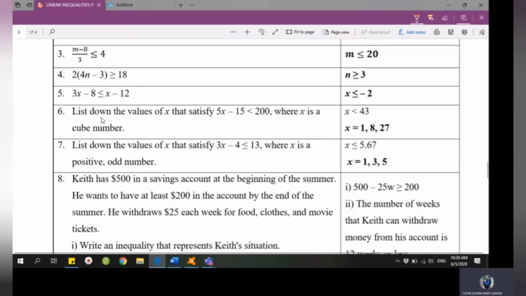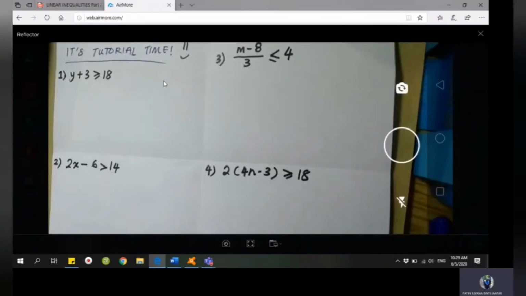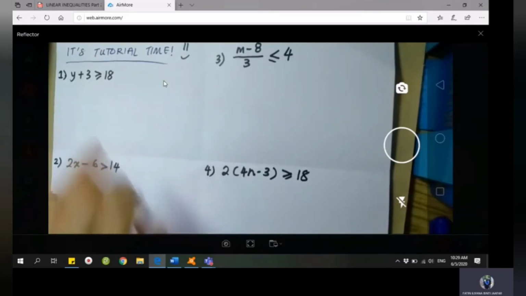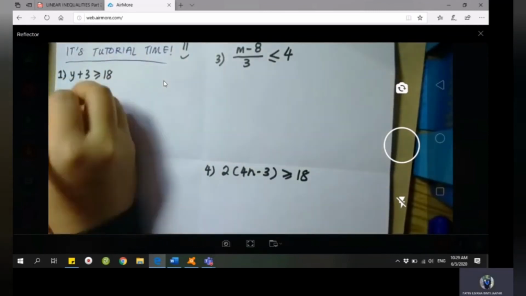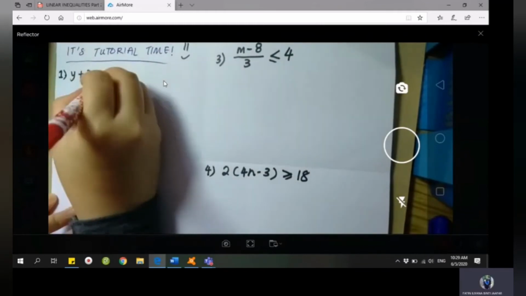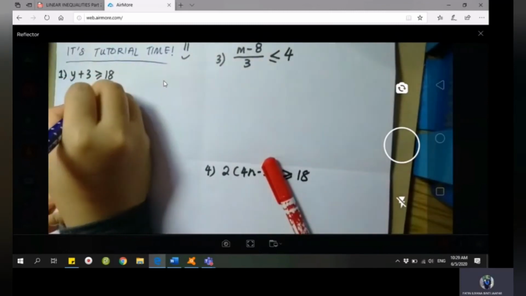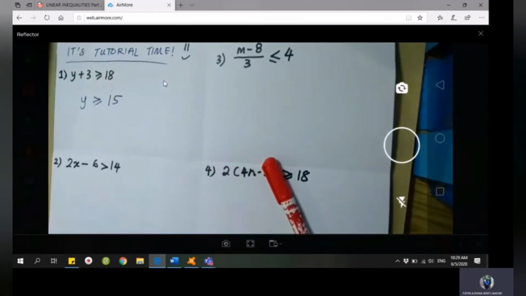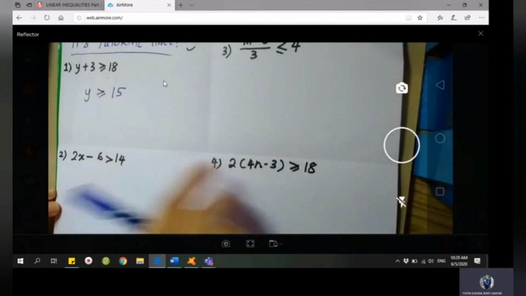Okay, so we have 8 question here. So for the first one, we have to solve this inequalities. Y plus 3 is more or equal to 18. So, this side kita nak y sahaja, minus 3, this one pun akan minus 3. Okay, so we will get y is more than or equal to 15. Okay, so next one, 2x minus 6 is more than 14.